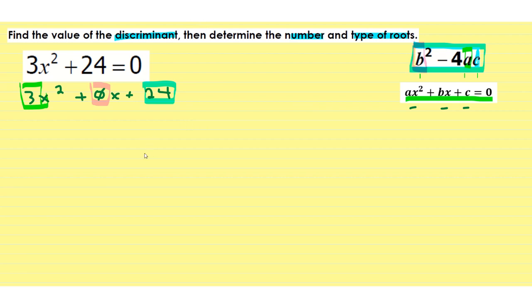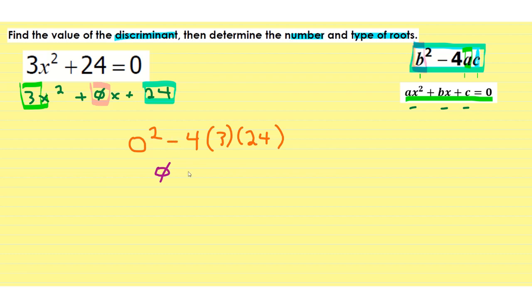B squared, so the b is going to be 0, so it's going to be literally 0 squared minus the 4, and the 4 is multiplied times the a number, which is the 3, and the c number is going to be the 24. So we're going to put a 24 right there, and we just need to use order of operations to work this out. Well, 0 to the second power is just going to be 0. And then we've got negative 4 times 3 times 24.